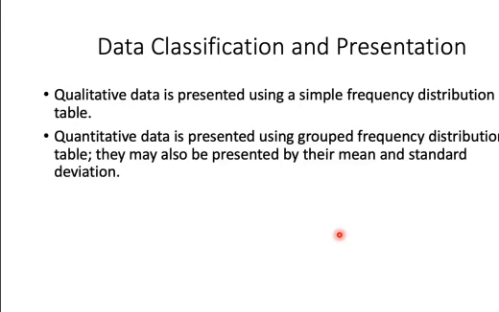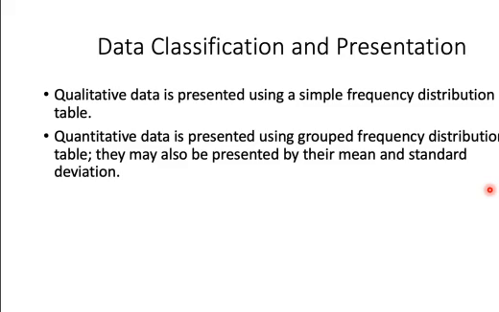Now, qualitative data is presented in a table using a simple frequency distribution table. So if data are qualitative, you present them using simple frequency distribution table. But if data are quantitative, you present them using a grouped frequency distribution table. A grouped frequency distribution table is a table where, for quantitative data, you group them into some meaningful groupings or categories.